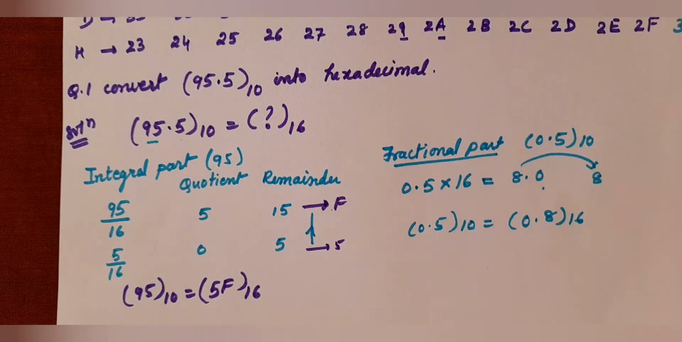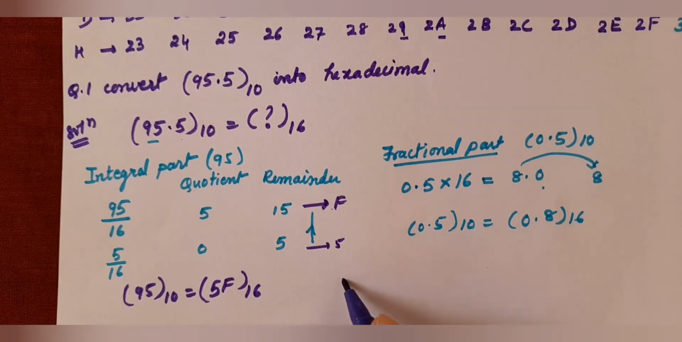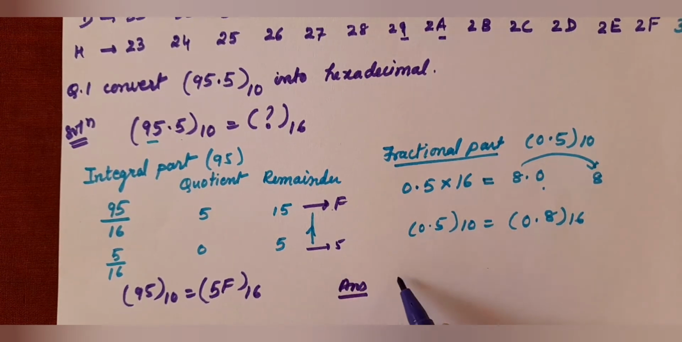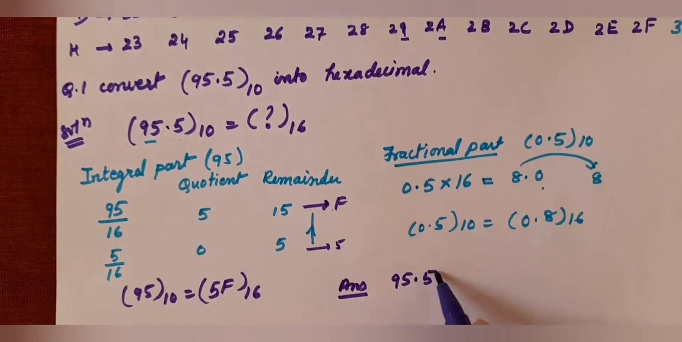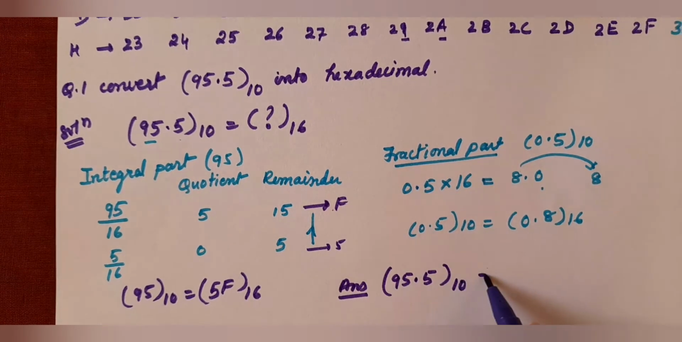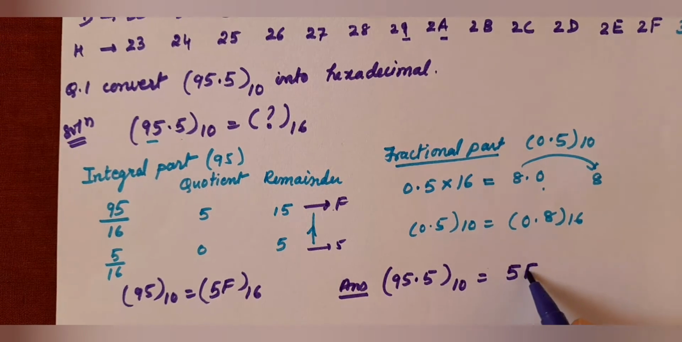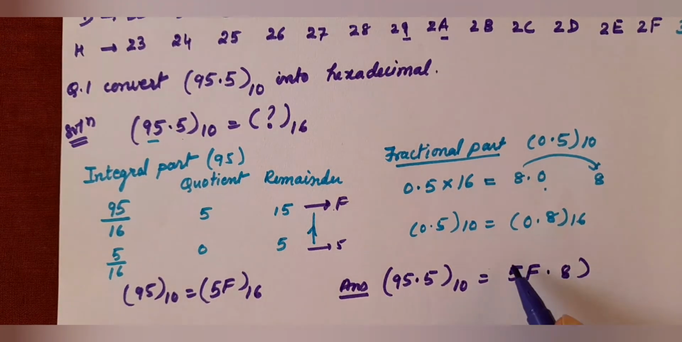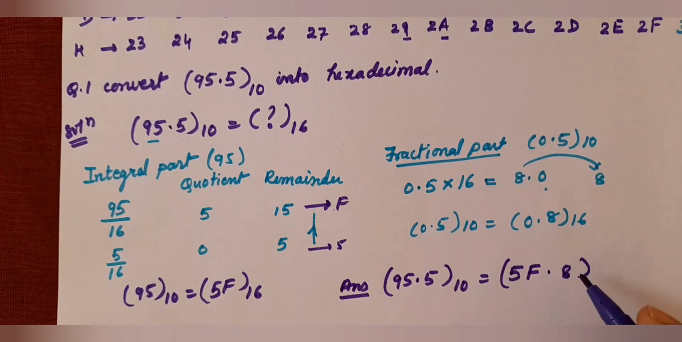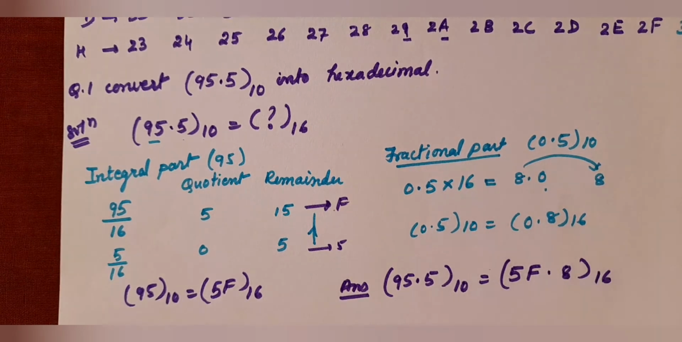Now you have to combine both integral and fractional part and write the result. So, the answer is 95.5 in decimal is written as 5F.8 in hexadecimal. You have to remember, as it is hexadecimal, you have to divide the integral part by 16 and multiply the fractional part by 16.